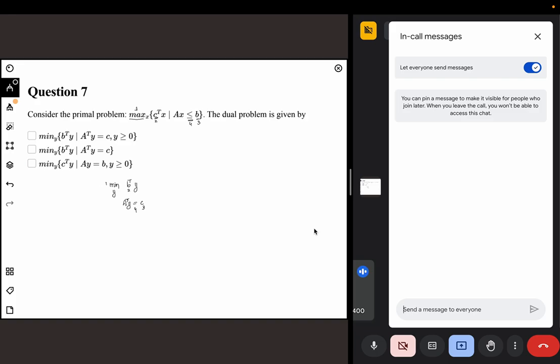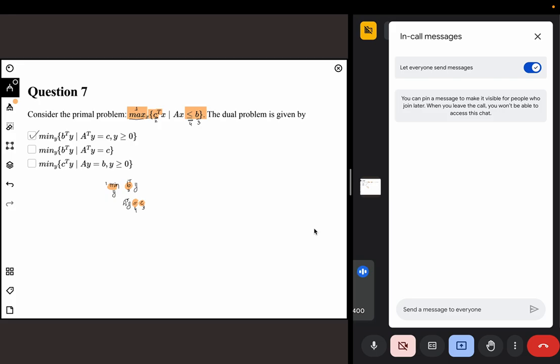The maximization is converted to minimization, one by one, you see. The max converted to minimization. The objective is placed in the constraint. The constraint in the original primal will be converted into the objective, and then the inequality will get converted into equality. So these are the main four things that you have to do to transform from primal to dual.